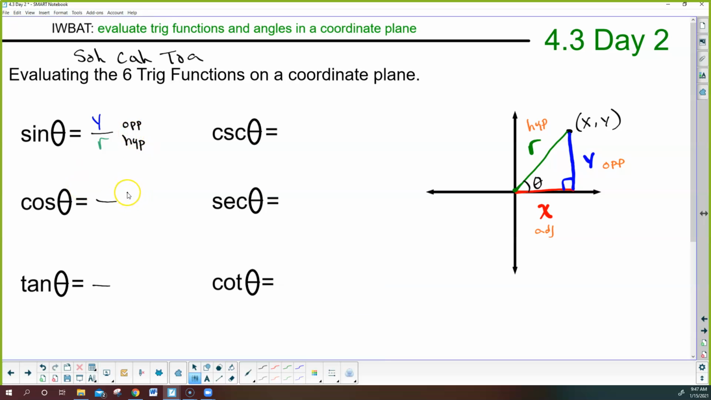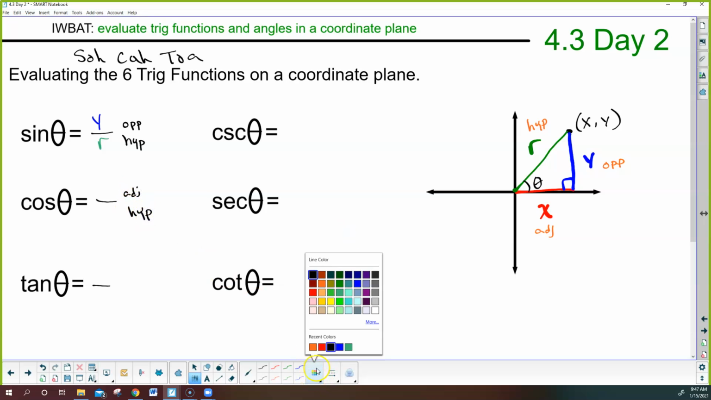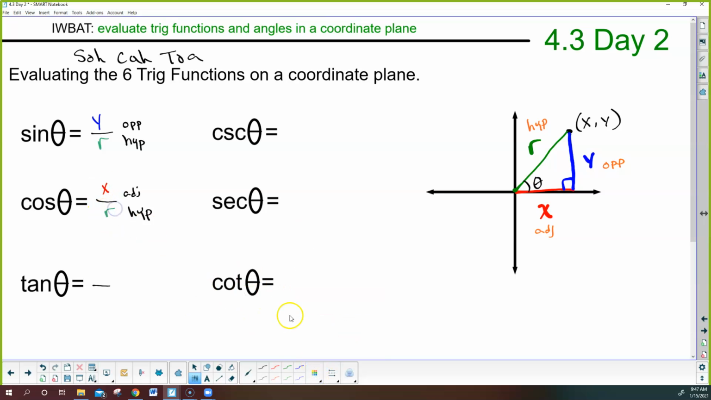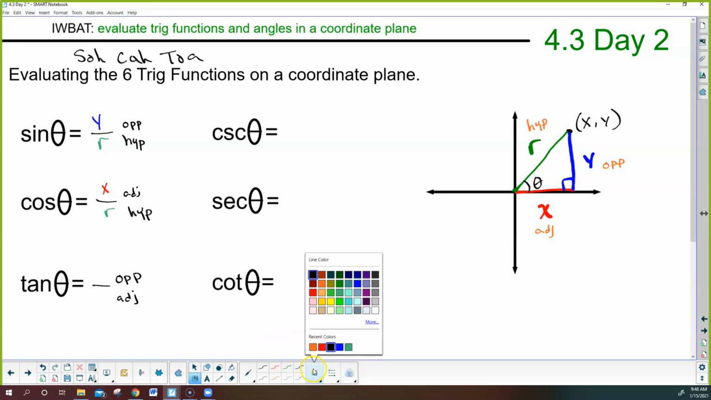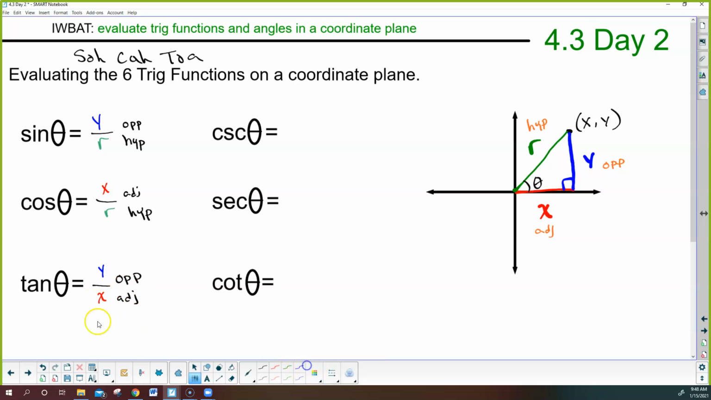Cosine is the c, which is the adjacent over hypotenuse. And the adjacent was the x value. And the hypotenuse is the r. And then tangent was TOA. So that's the opposite over the adjacent. And the opposite was the y value. And the adjacent is the x.